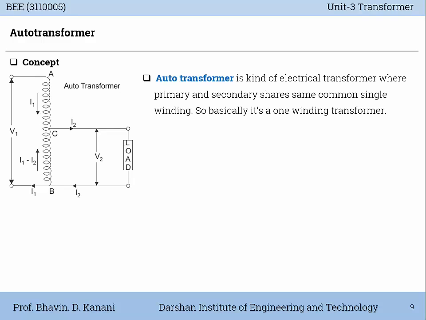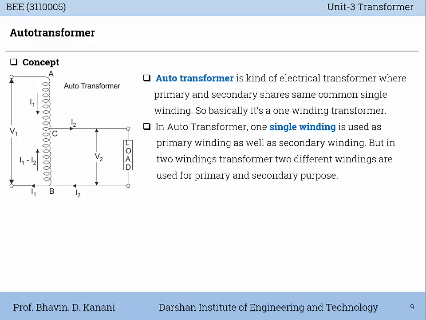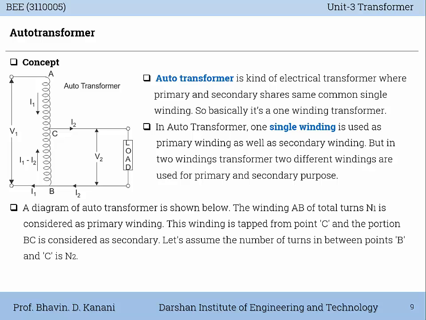As from this figure, autotransformer is kind of electrical transformer where primary and secondary share same common single winding. So basically it is a one winding transformer. In autotransformer, one single winding is used as a primary winding as well as secondary winding. But in a two winding transformer, two different windings are used for primary and secondary purpose. वो हमने पहले आगे देखा. A diagram of auto transformer is shown above.